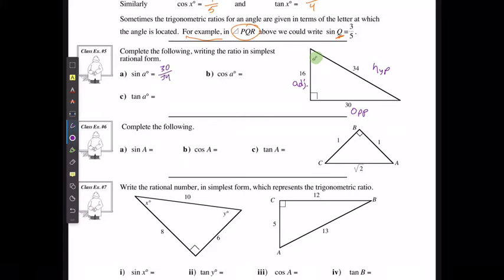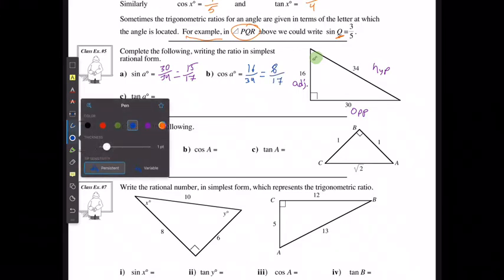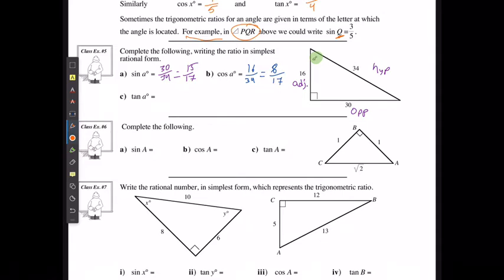Sine of A is going to equal 30 over 34, the opposite over the hypotenuse, and I can reduce this fraction to 15 over 17. Cos of A is going to equal 16 over 34, which I can reduce down to 8 over 17. And tan is going to equal 30 over 16, which I can reduce down to 15 over 8.